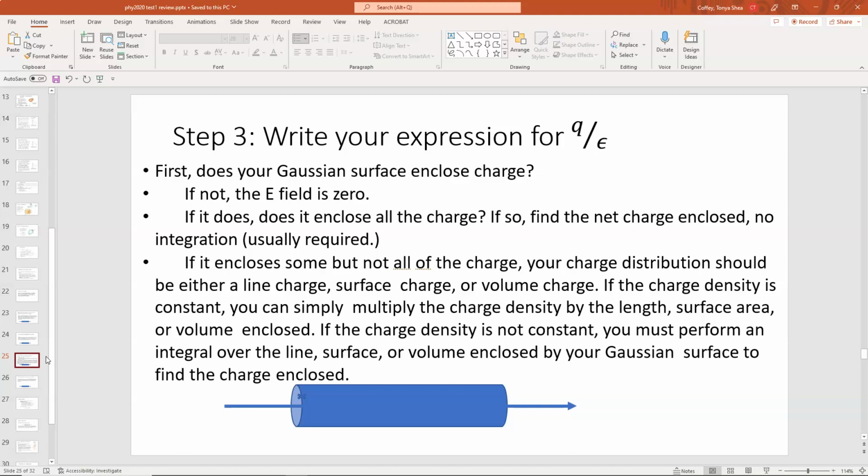Nice. If it encloses some but not all of the charge, then you're going to have to do your integration. It's going to be either a line charge, a surface charge, or a volume charge. If the charge density is constant, then what you're doing is basically integrating lambda dz, or sigma dA, or rho dV. If lambda, sigma, or rho is a constant, you can pull it out of the integral and just write down either the length, surface area, or volume for the result of that integral. The only time you're not going to be able to do that is if the charge density is not constant. Then you have to do the integral.